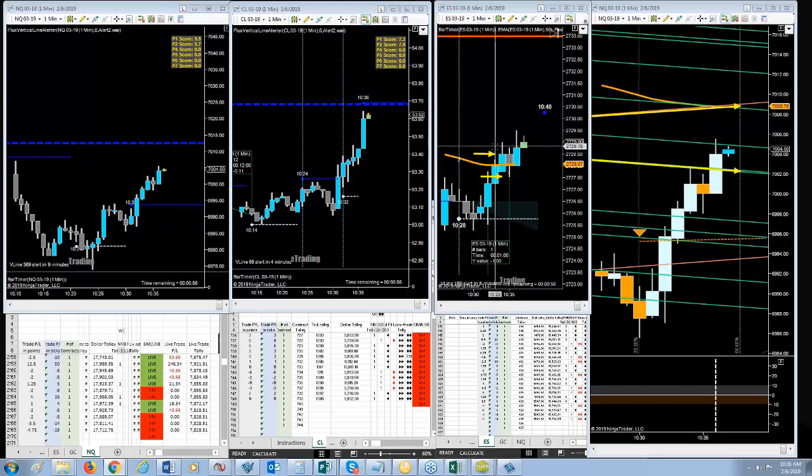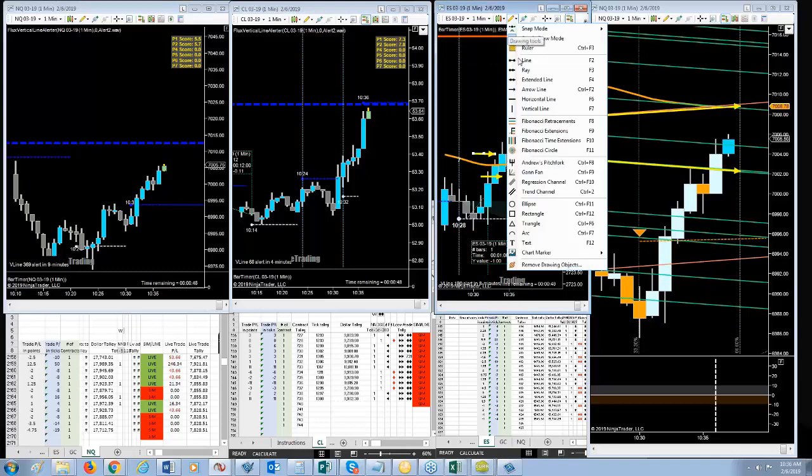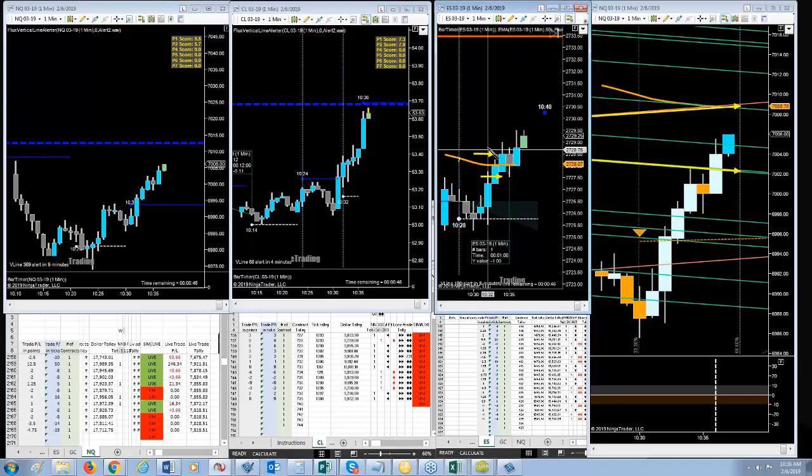ES crossover at 28.75. Your stop goes below the candle and you are long from right here with a stop underneath right there.